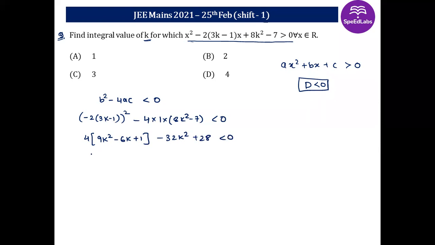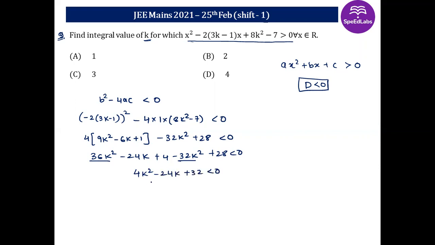less than 0. Now simplify it, so it will be 36k square minus 24k plus 4 minus 32k square plus 28 less than 0. So we are getting 4k square minus 24k plus 32 less than equals to 0. And if you divide with 4, we are getting a simple quadratic, k square minus 6k plus 8 less than 0. So you can factorize it very simply. It will be k minus 2 into k minus 4 less than 0. So the range of values of k which we are getting is k belongs to 2 to 4, right?